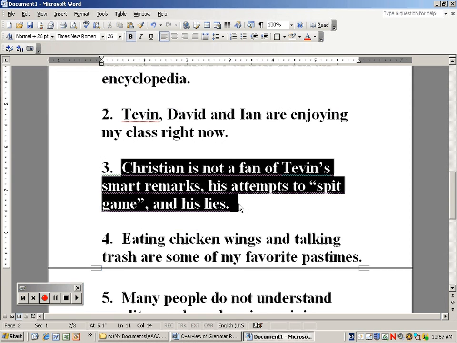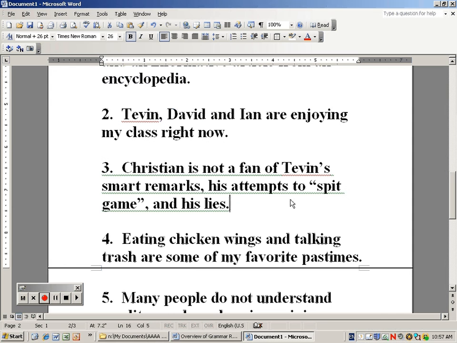Number 3. Christian is not a fan of Tevin's "smart remarks", his attempts to "spit game", and his "lies". Is there anything wrong with the punctuation in this sentence?